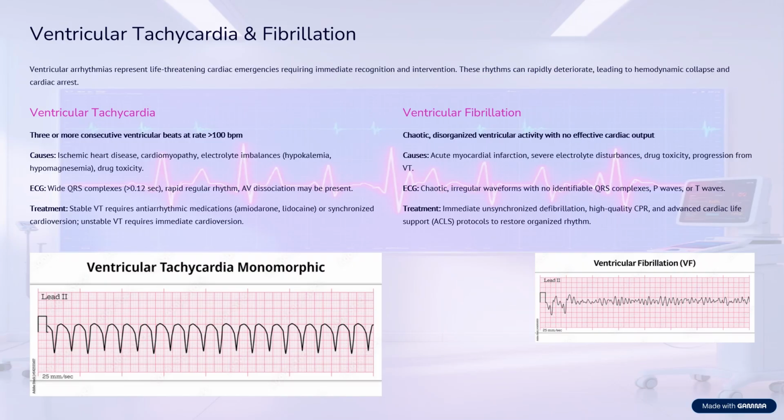Stable VTach may respond to antidysrhythmic drugs such as amiodarone or lidocaine. Unstable VTach with a pulse requires, again, synchronized cardioversion. Pulseless VTach or VFib demands immediate defibrillation and full advanced cardiac life support, including high-quality CPR and epinephrine administration per protocol. Always remember, rapid recognition and prompt intervention can make the difference between life and death in these rhythms.